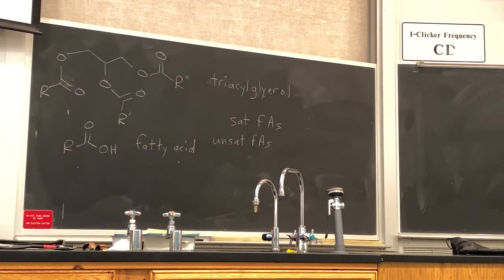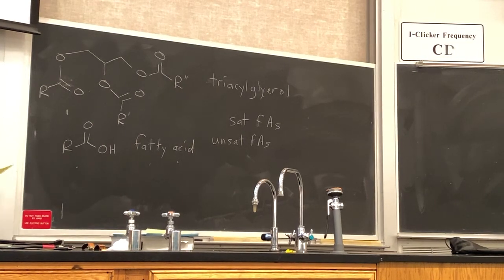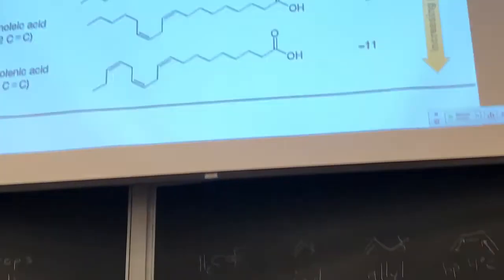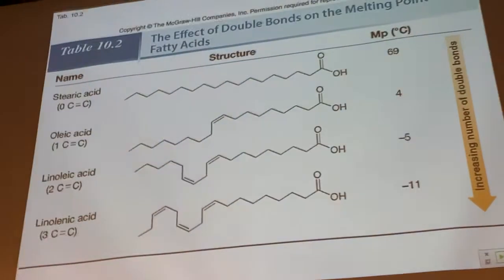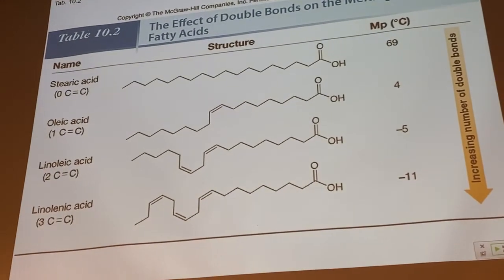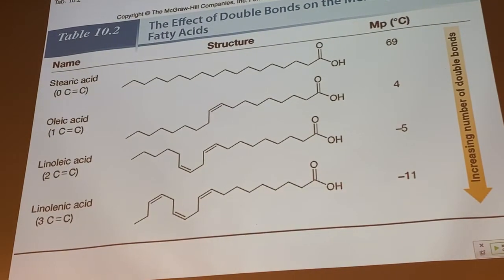So we have here a table showing you the names and structures of some common fatty acids that exist in nature. And two things you can see from this table. One is you see that all the double bonds in the unsaturated fatty acids are cis or Z using our new E and Z nomenclature. Okay?